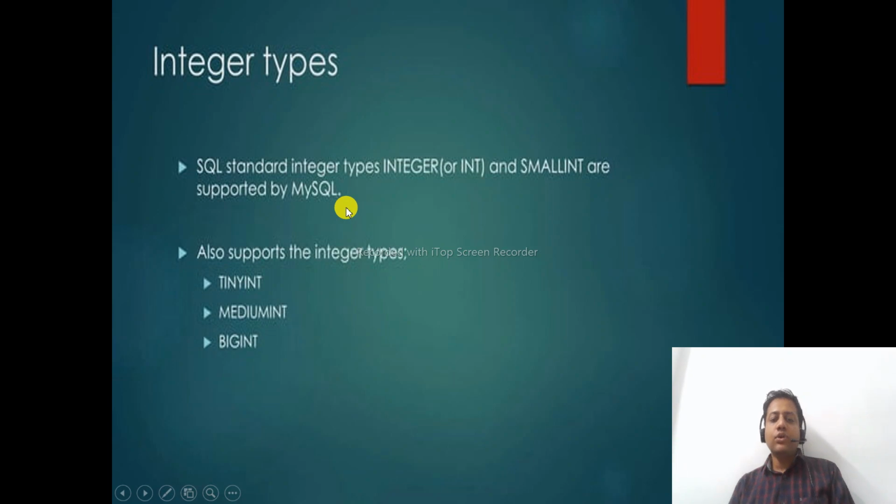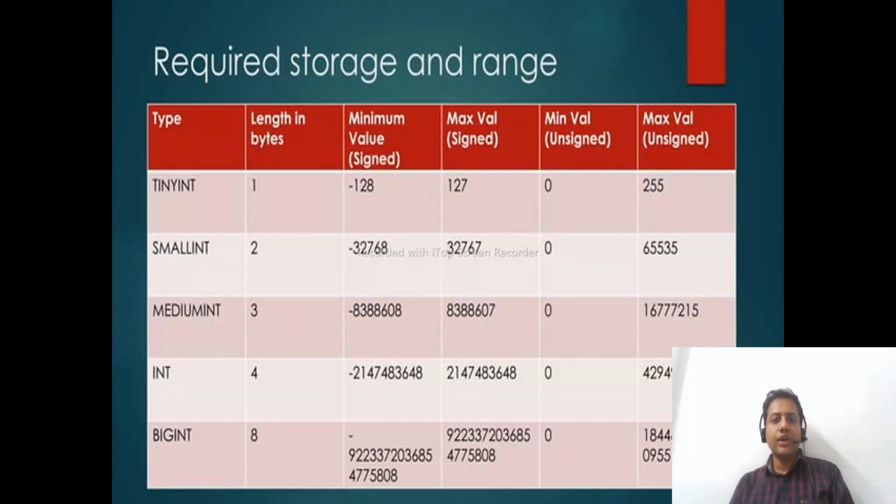Okay, so if we talk about int, what does int store, and how is it different from tiny int, medium int, and big int? Let's see them one by one. As you can see here in this table, there is tiny int, small int, medium int, int, and big int. So all these five are basically different lengths of data types which can be stored here.